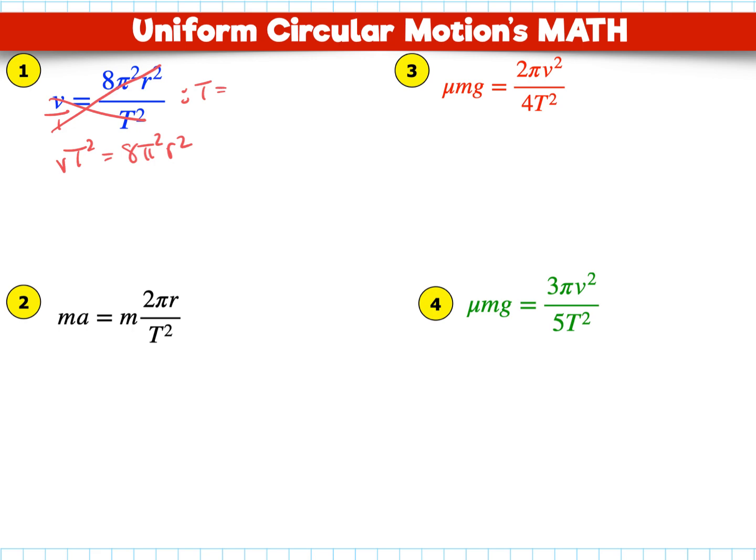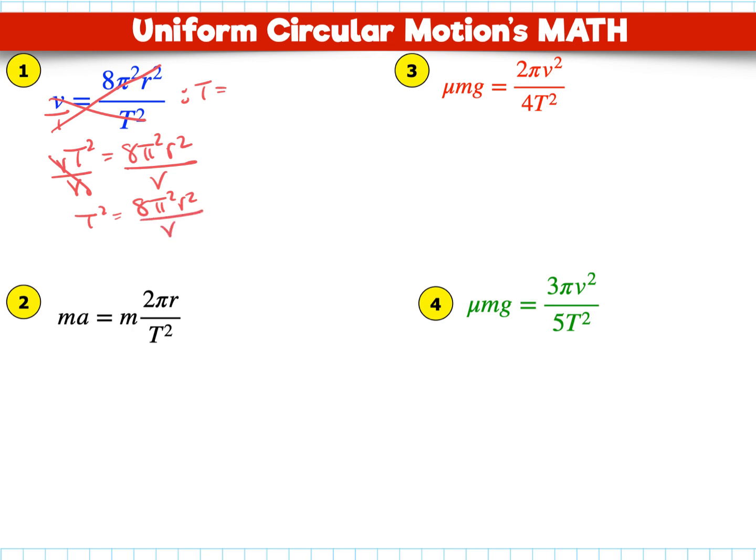My goal is to isolate t, so everything that's not t on the left-hand side, I'll divide by. In this case, I'll divide both sides by v. So there's my v. On the left-hand side, it goes away. That leaves me with t squared is equal to 8 pi squared r squared divided by v.